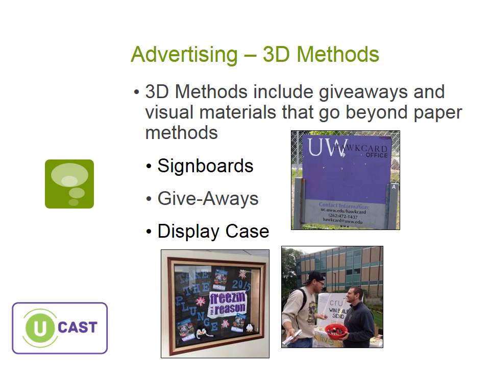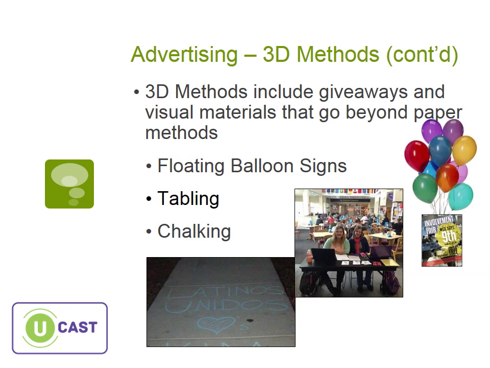3 more 3D methods include floating balloon signs, tabling, and chalking, and you can see again examples here. Floating balloon signs is exactly what it sounds like, taking your poster or flyer and attaching it to helium-filled balloons. You do want to get permission from whichever building you want to put these in.